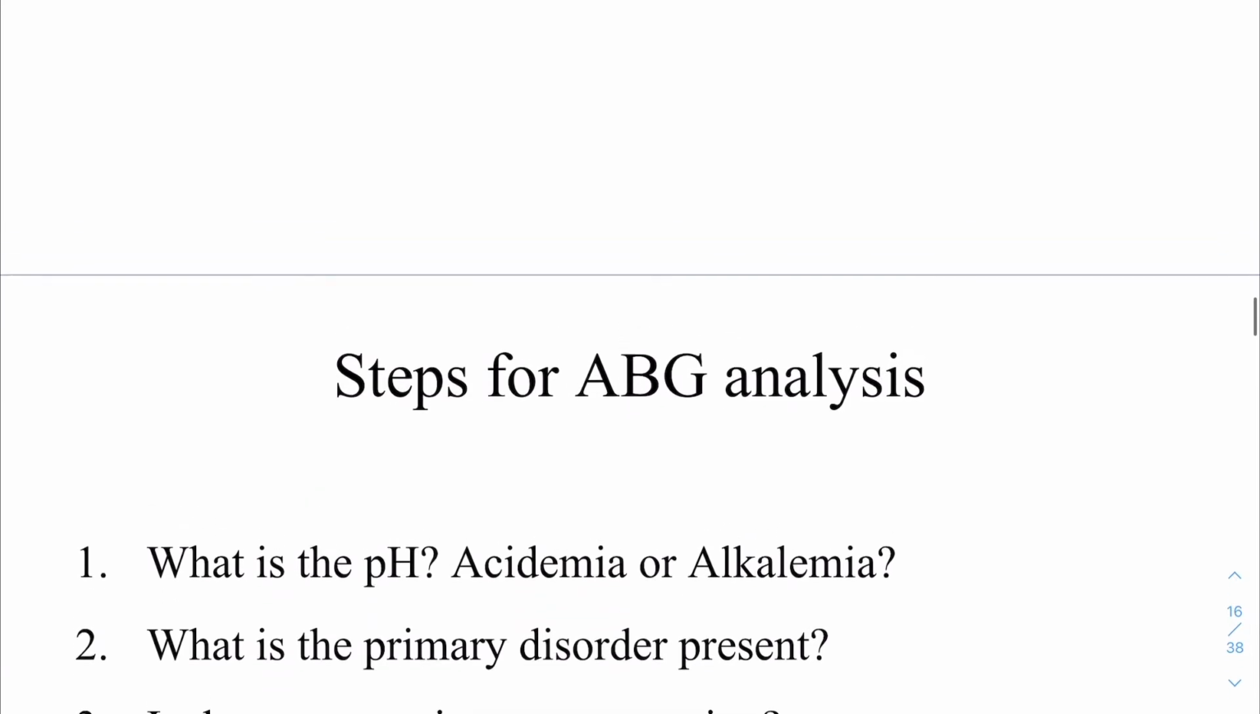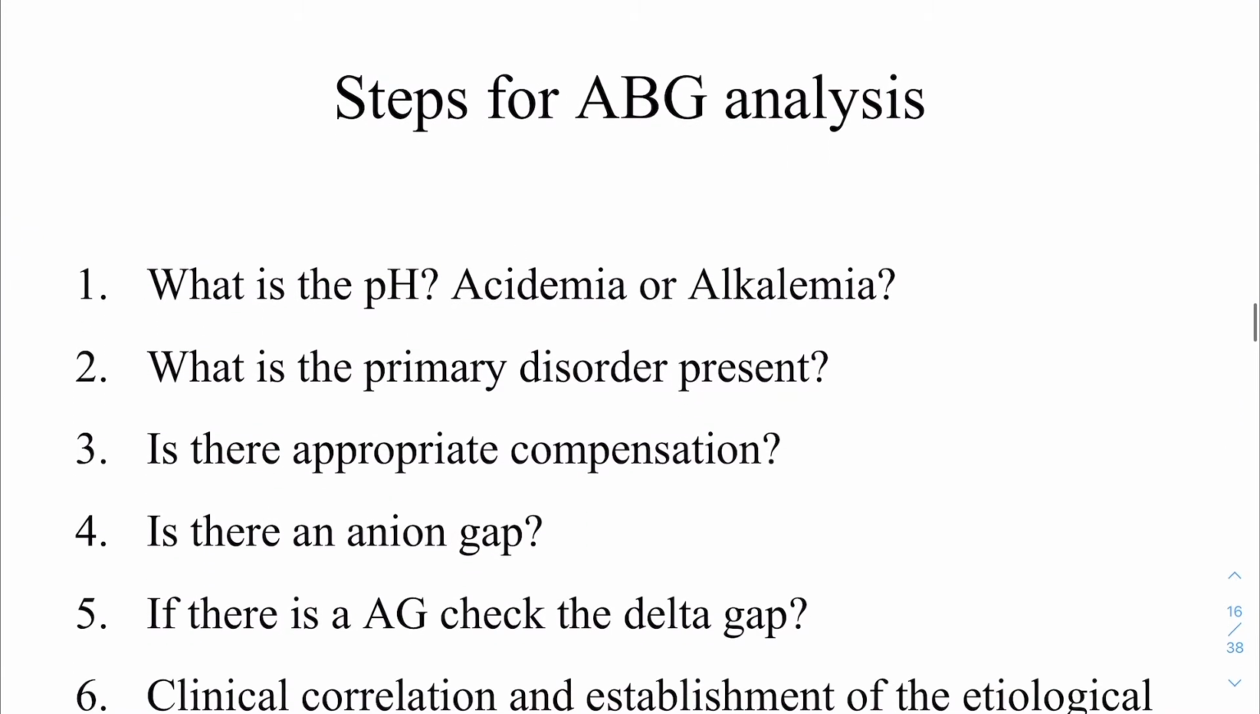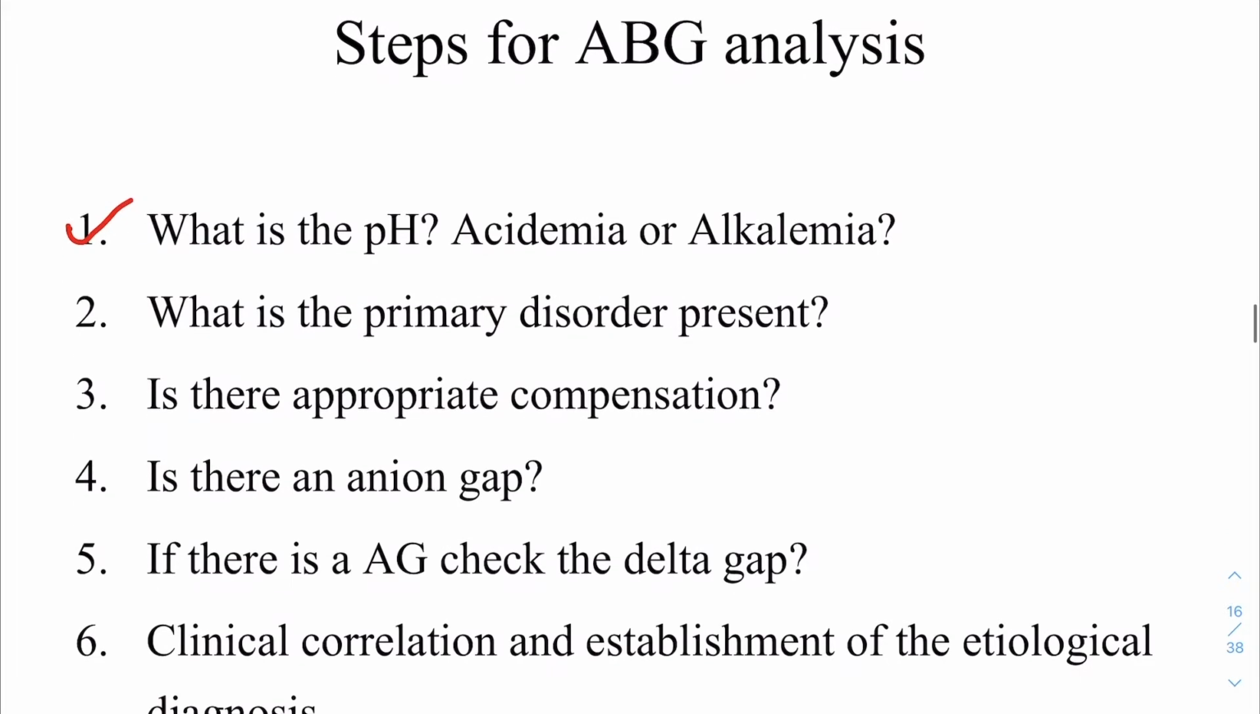Now there are certain steps for the analysis of ABG. Let's look at the steps. The first step is what is the pH? From the ABG we need to identify the pH, whether there is acidemia or alkalemia. The next step, we need to know what is the primary disorder. From the ABG we can identify what is the primary acid-base disorder.